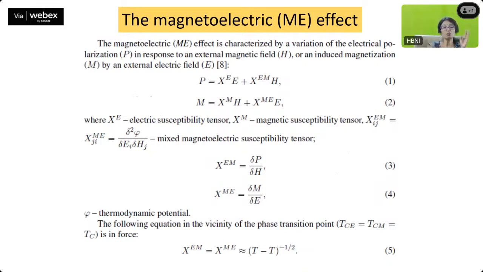So it is a combination. By applying an electric field, you are seeing a change in the magnetization, or by applying a magnetic field, you are seeing a change in the electric polarization. When you see this kind of effect, this is known as a magnetoelectric effect.